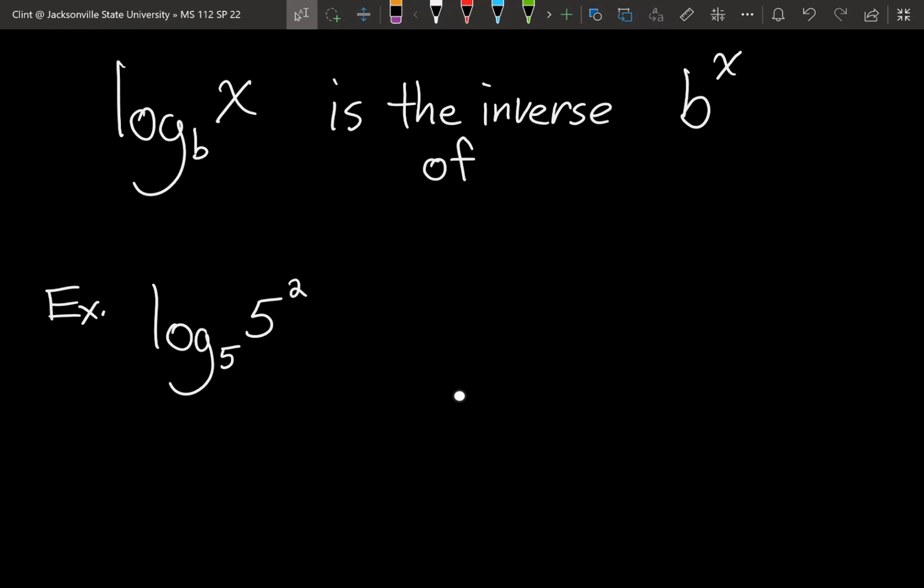So here, log base 5 of 5 to some power, the log base 5 and the exponential base 5 are going to cancel each other out. And this thing is just going to give us 2. That would be our value of log base 5 of 5 squared. It would be 2, because the bases match, so they cancel each other out.